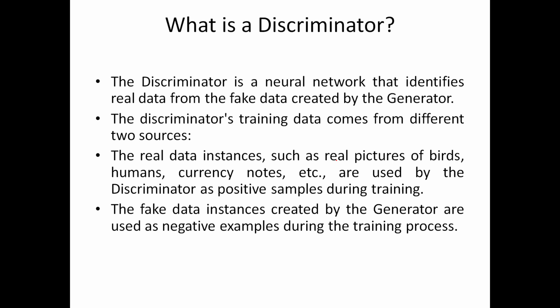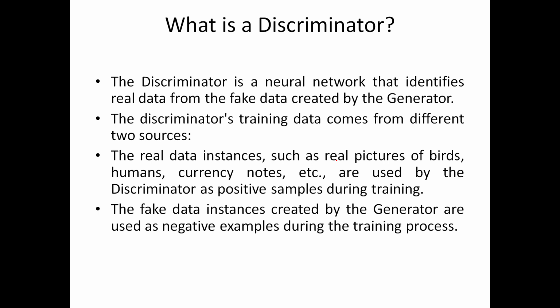And now we discuss the discriminator. What is a discriminator? Again, it is a neural network. The purpose of the discriminator is to identify the real data from the fake data created by the generator. The real data is coming from the database and the fake data is created by the generator. So the purpose of the discriminator here is to identify the real data from the fake data.